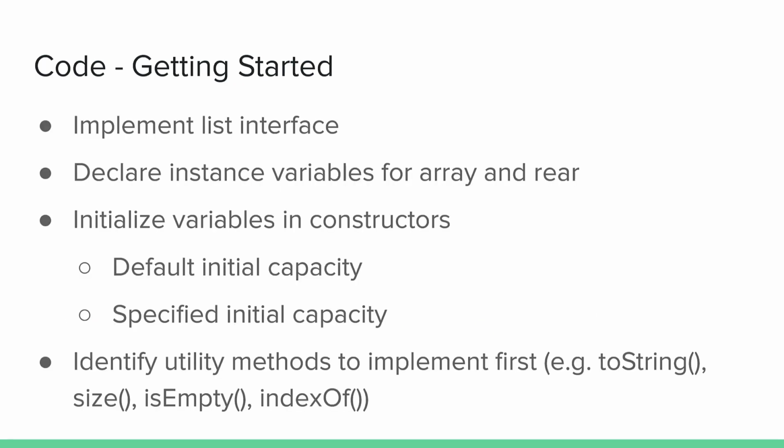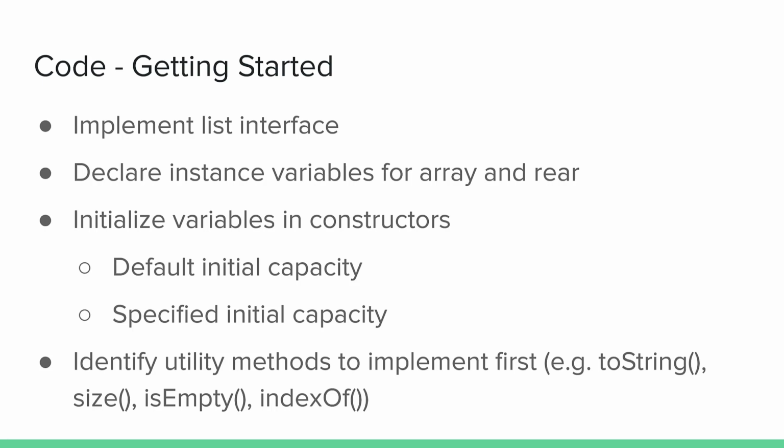So now we're ready to start writing an implementation of an array list. We'll begin at the very beginning by implementing our list interface and defining our instance variables, both for the array and for our rear index. We need to initialize those variables in our constructors. So I say constructors because an array list often has 2 constructors. One is our default constructor that we would use if we really have no idea how many elements we're going to place into this list.